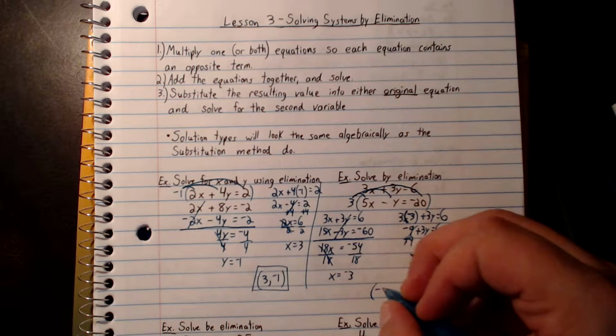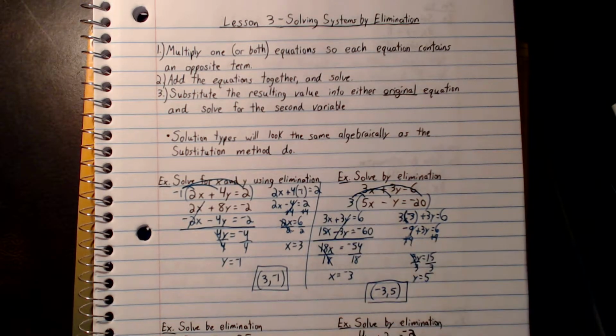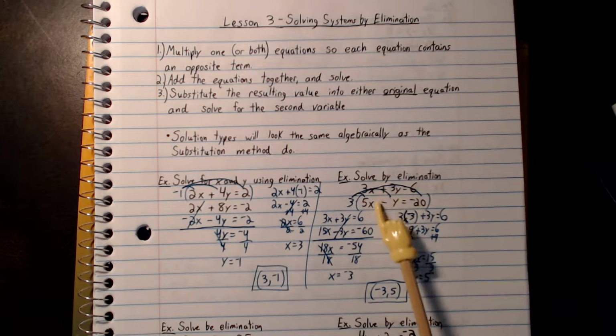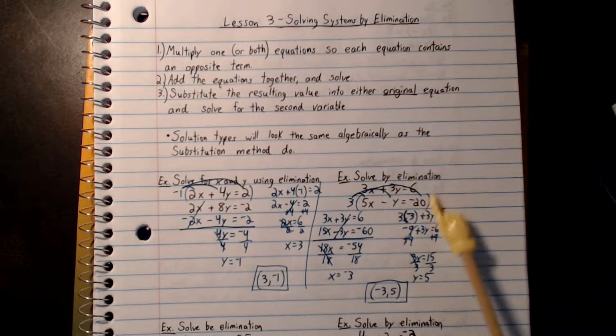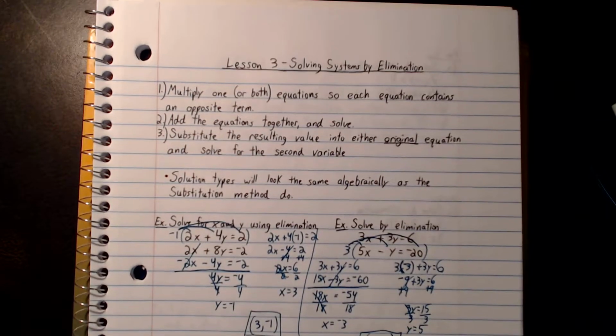We write them in coordinate pair form. -3, comma 5. Okay, and just like the last lesson on graphing, if I were to plug these in respectively to our x's and y's, they would come out with the solutions that we see here. Alright, let's do a couple more.